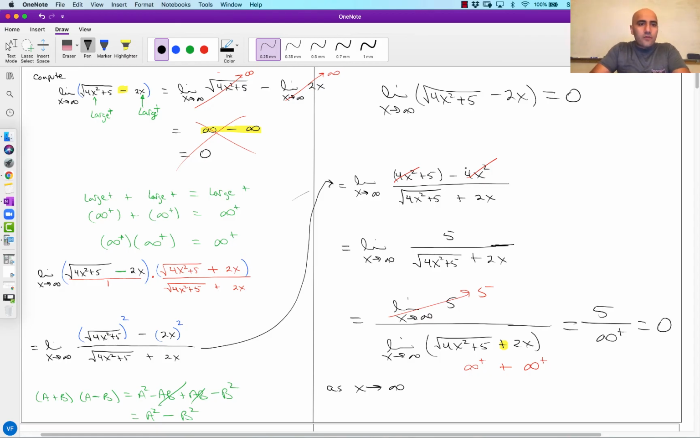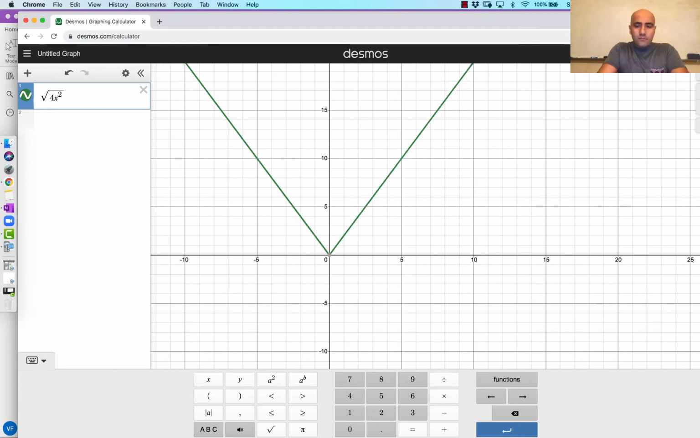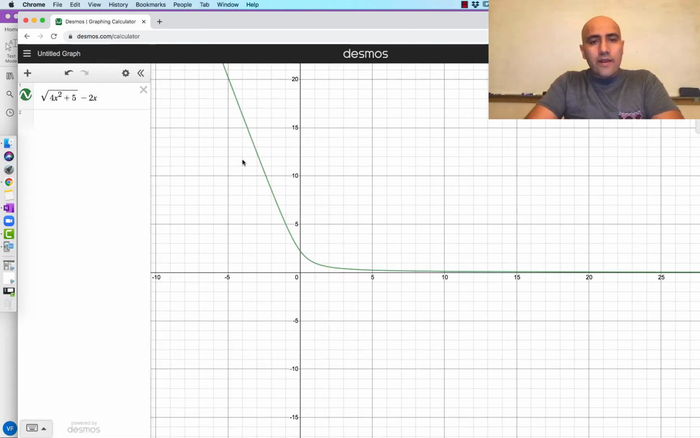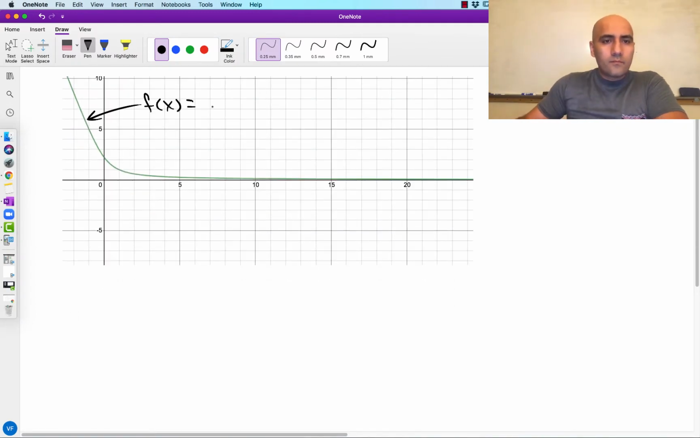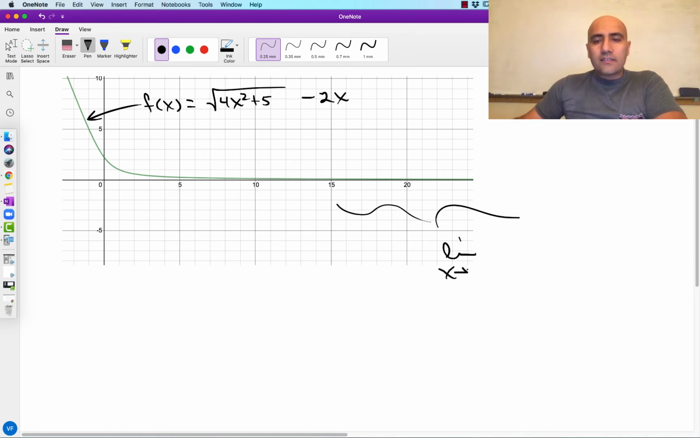Okay, so let's use Desmos to confirm our results. And there's our graph. We see that as x grows toward positive infinity, this whole thing will converge toward 0. It gets infinitely close toward the x-axis. So in this direction over here, we'd say that the limit as x approaches positive infinity of f of x, which is the square root of 4x squared plus 5 minus 2x, is equal to 0. That's how we describe that there is a horizontal asymptote at the line y equals 0.